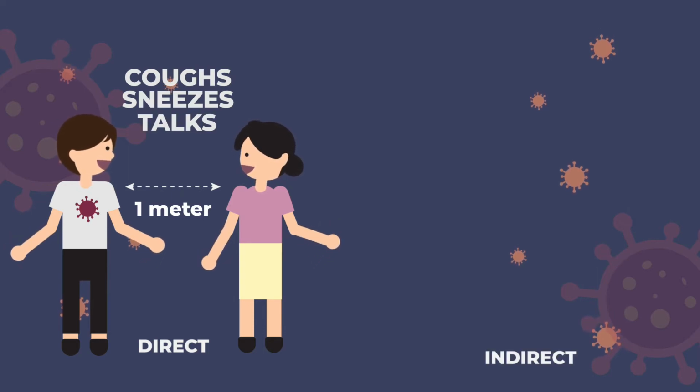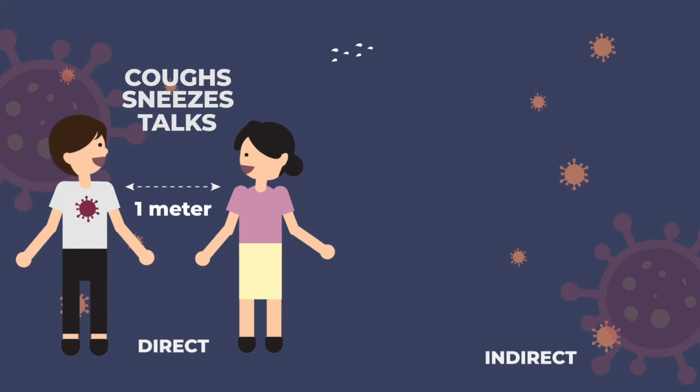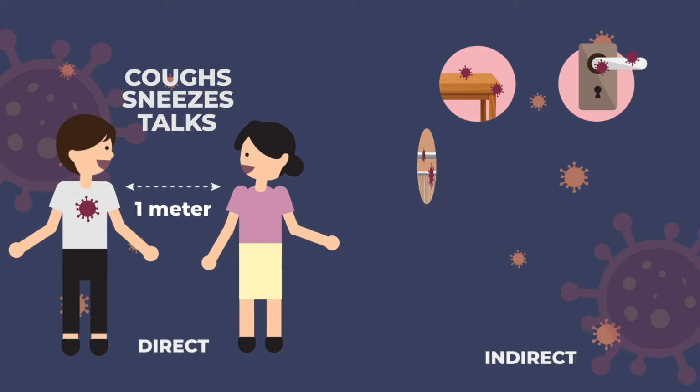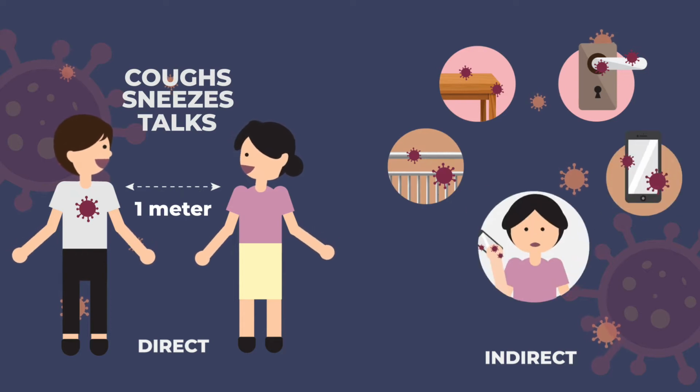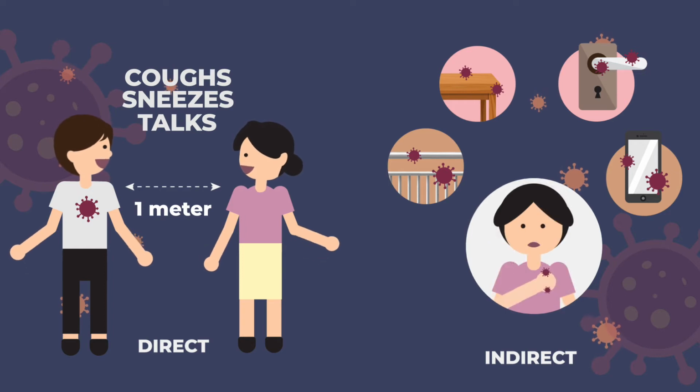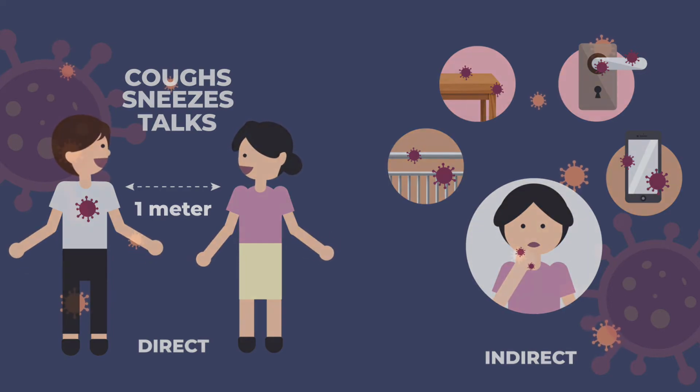These droplets containing the virus can also land on objects and surfaces around the person, such as tables, doorknobs, handrails, and cell phones. People can become infected by touching these objects or surfaces, then touching their eyes, nose, or mouth.